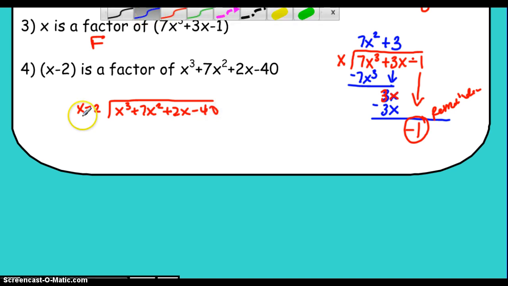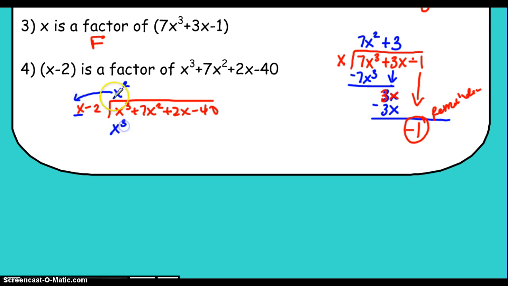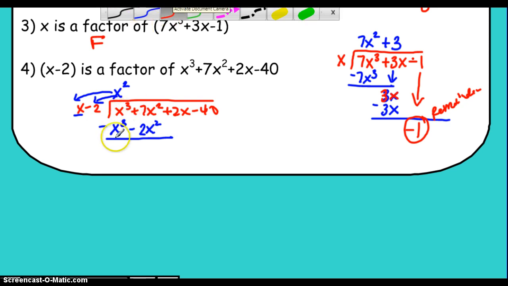So I ask myself that question, x times what gives me x cubed? X squared. And so here's what happens. You have to multiply by this and get our x cubed, but you also have to multiply it by the negative 2. And x squared times negative 2 is negative 2x squared. And then you subtract. This would be 0, and now I have 7 minus a negative 2. Minus a negative 2 is really plus plus, so this is 9x squared plus 2x.